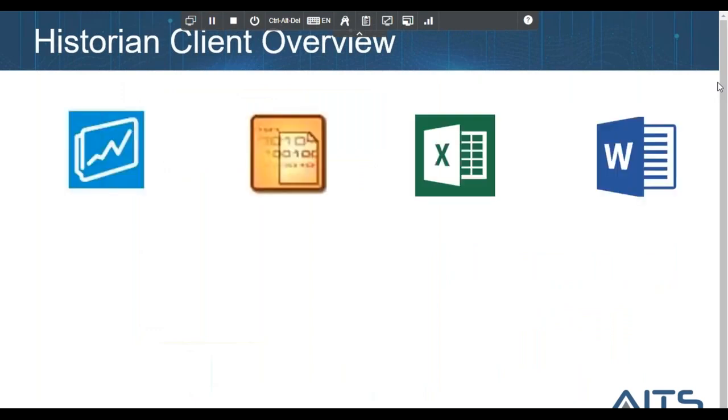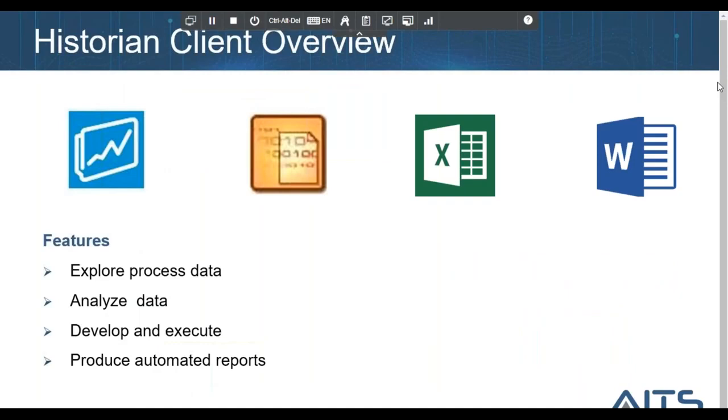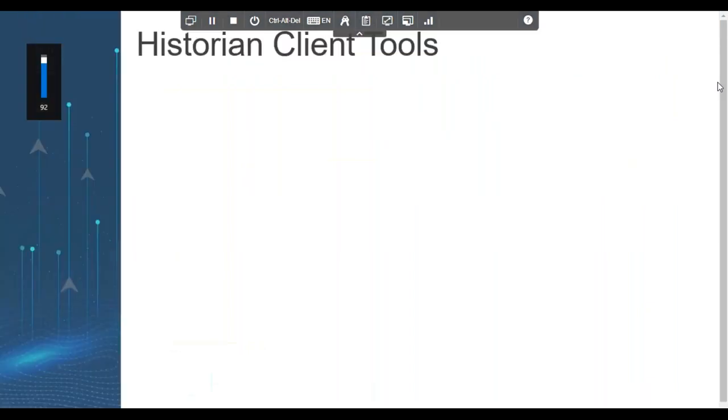AVEVA Historian Client software is a set of applications that maximizes the value of data stored in the Historian server. It allows you to organize, explore, analyze, and present your process data in a variety of formats. The Historian Client is divided into 4 tools. 2 of them are desktop applications and 2 are Microsoft add-ins.